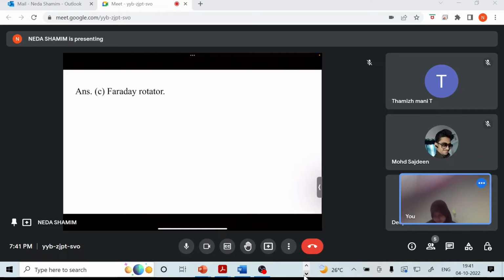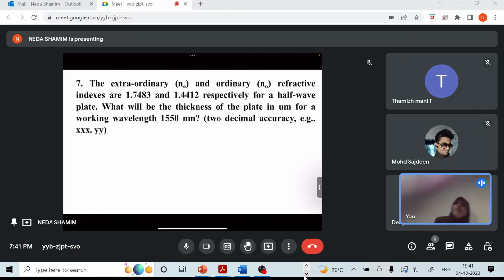Let us move on to the next question. I hope you know about birefringence. What is birefringence? It's a sort of double refraction. I gave you one hint: double refraction. What is double refraction? It is associated with anisotropic media.